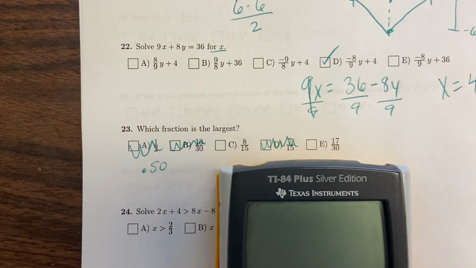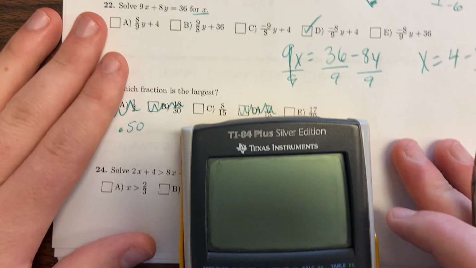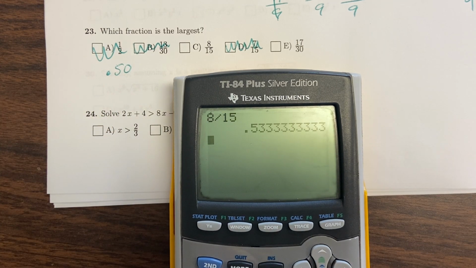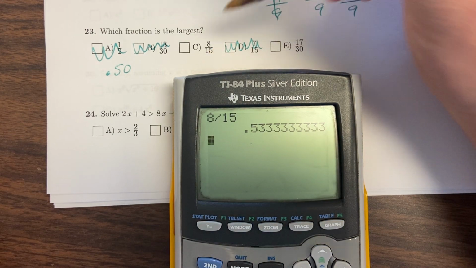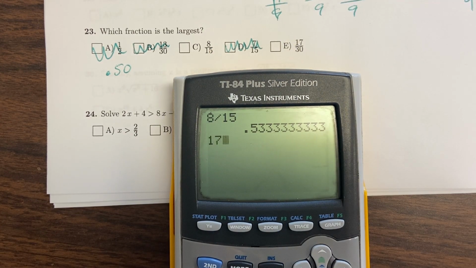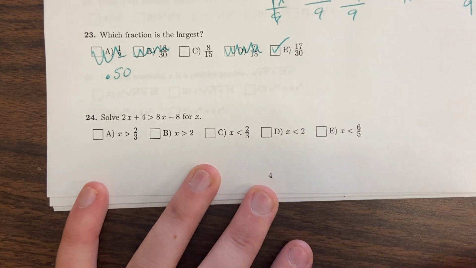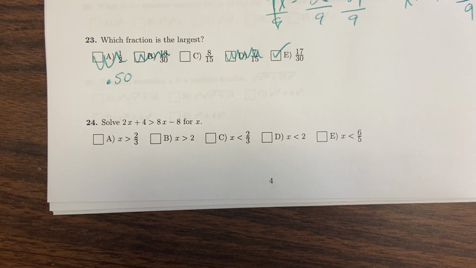So what I'm going to do is I'm going to put those remaining answers in my calculator and see which one's bigger. So 8 over 15 gives me 53. So, right, 8 and 16 is a little bit bigger than halfway there. 17 over 30, I think this one's going to be a little bit bigger, yeah. So 56 is definitely bigger than 53. So again, biggest part to remember, I think it's easier to see smallest to largest looking at a decimal as opposed to a fraction. And you have a calculator, so it should be pretty easy to kind of roll through.